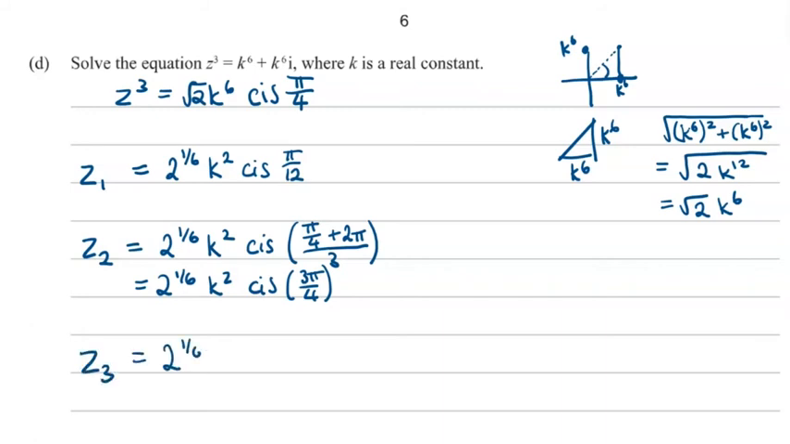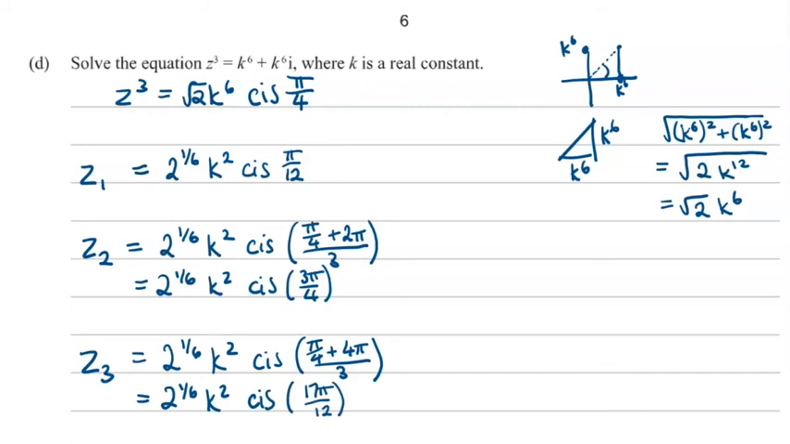Again, the modulus will be the same, but the argument now will be, instead of going around once, we'll go around twice and then back to here. So that'll give us pi by 4 as the first one, but then plus 4 pi because we're adding 2 more around the circle, like so. And that simplifies to an argument of 17 pi by 12.